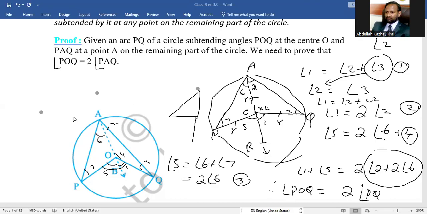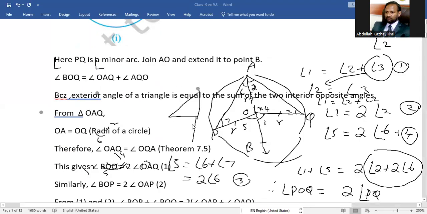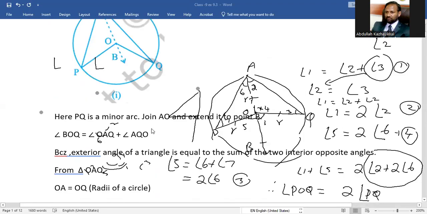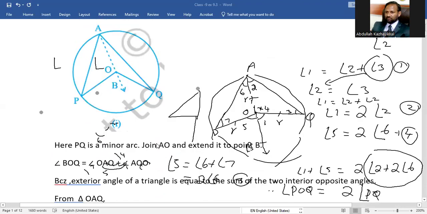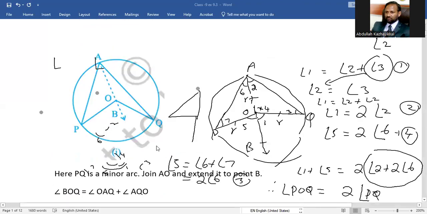Okay, look. Now look here. Here we can see the same thing. Let me write this one.